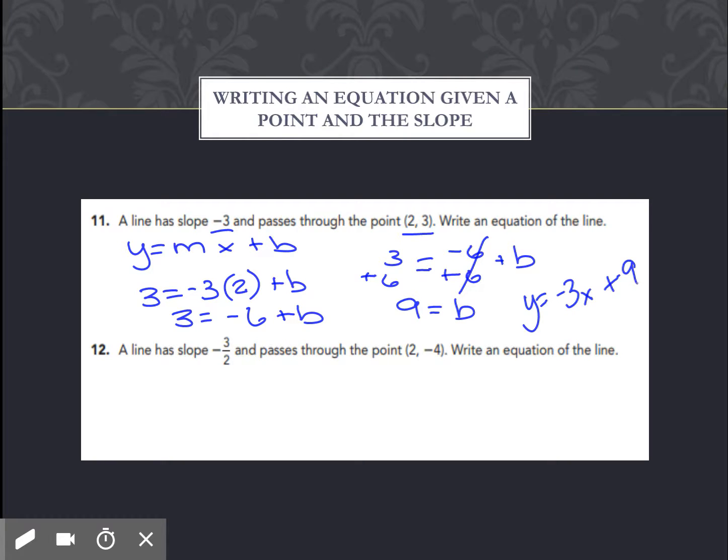Please give number 12 a try on your own at this time. Pause the video and come back to check your answer in a moment. Okay, so if you did your math correctly, you would have gotten that b equals -1. So the equation for your line should have been y equals -3/2 x minus 1.